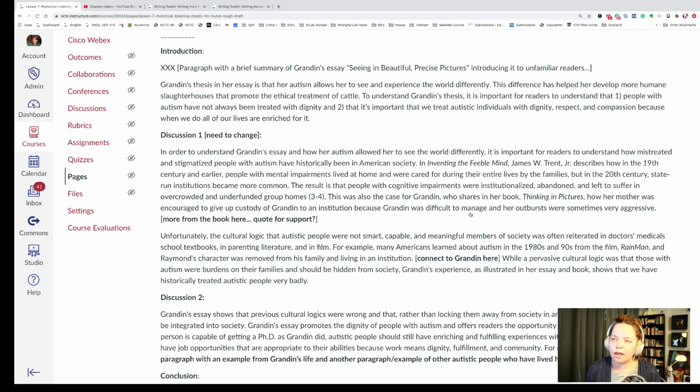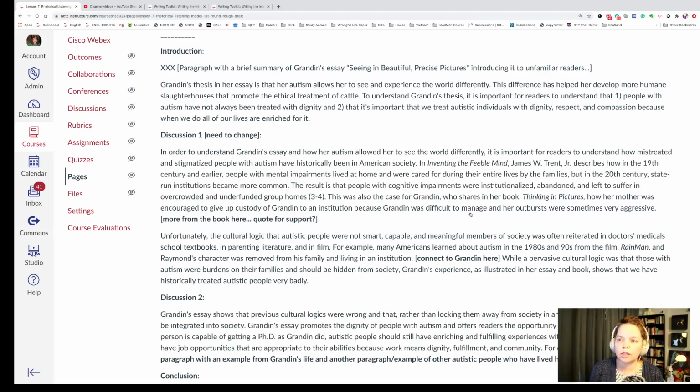This is also the case for Grandin, who states in her book, Thinking in Pictures, how her mother was encouraged to give up custody of Grandin to an institution because Grandin was difficult to manage and her outbursts were sometimes very aggressive. More from the book here, maybe a quote for support. So that's a note to myself to come back next week and work on that.